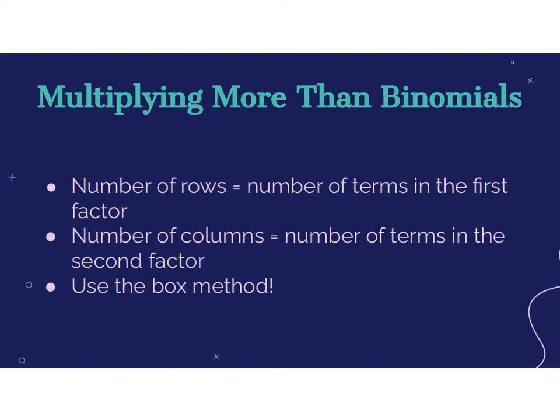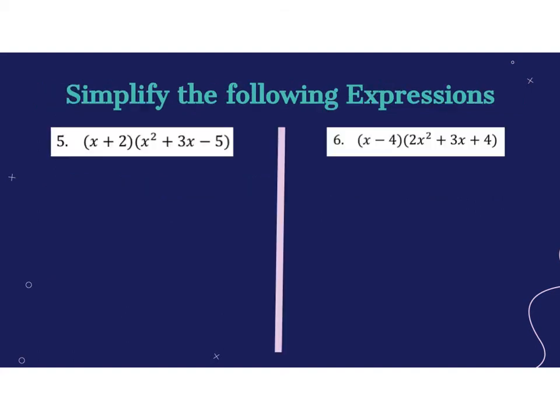All right, so sometimes you have polynomials that are more than two terms. When you have polynomials that are more than two terms, you just need to set up a box that fits that polynomial. So if you have 2 terms times 3 terms, then you need a 2 by 3 box. If you have 3 terms times 3 terms, then you need a 3 by 3 box. You can still set up a box to do this. It's just going to be a bigger box. Otherwise, the process is still the same.